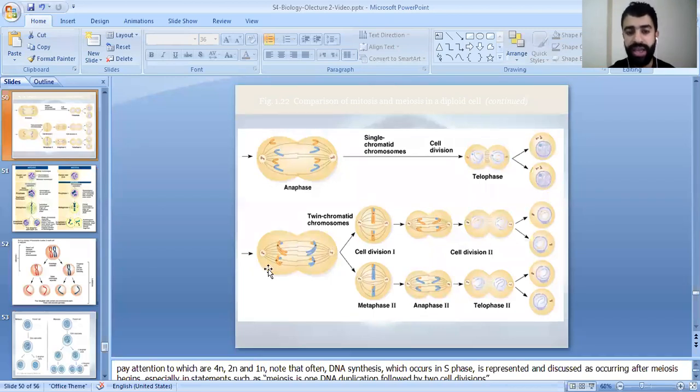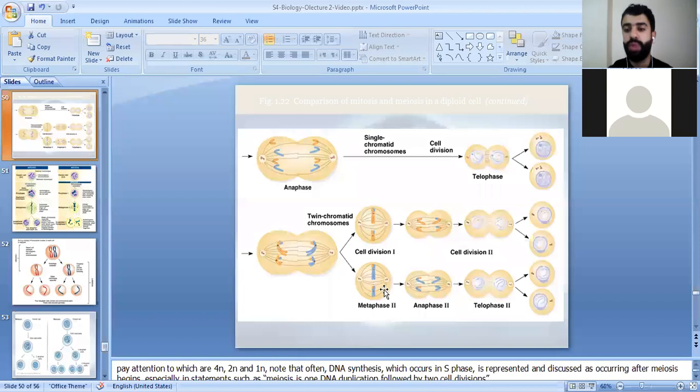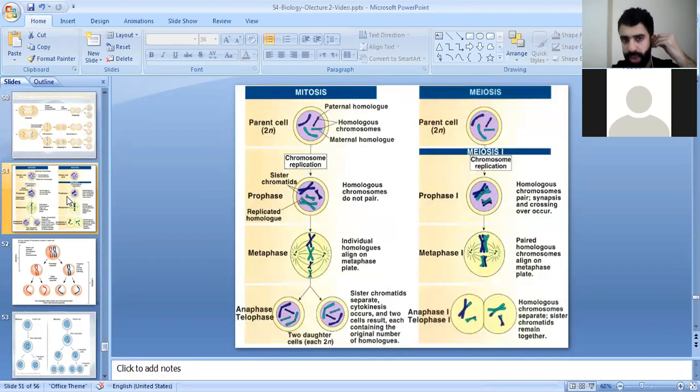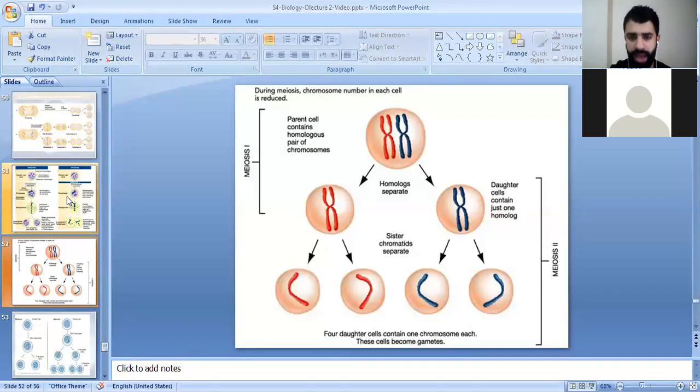Here we have telophase 1, cell division, then metaphase 2, anaphase 2, telophase 2, and then we will have the final result. Every daughter cell is going to divide into two, so the result will be 4 daughter cells. This is the difference between mitosis and meiosis. Mitosis will give 2 daughter cells, whereas meiosis will give 4 daughter cells. And these figures are representing what I'm explaining.